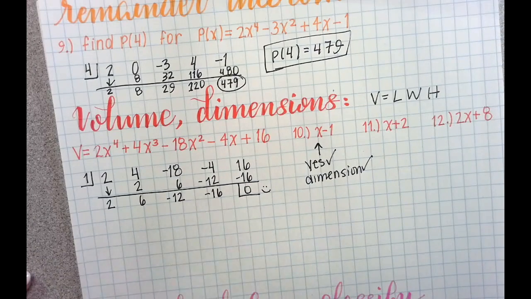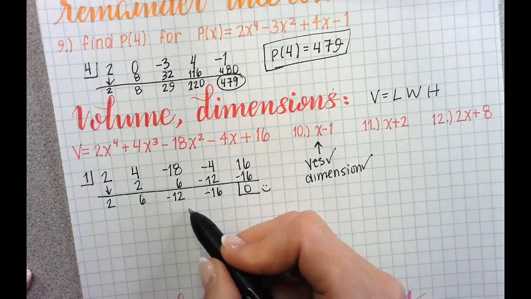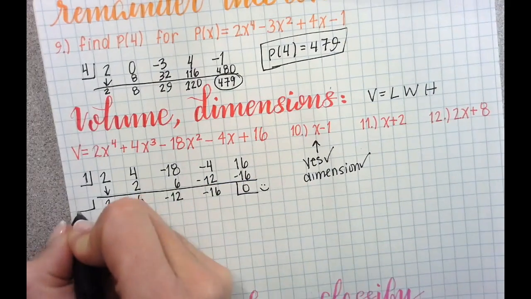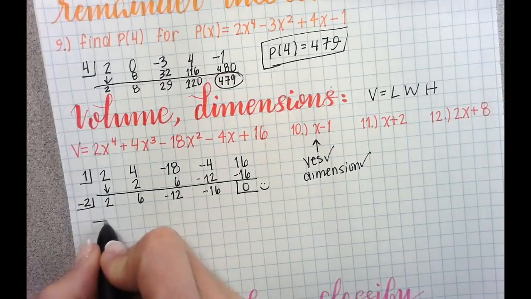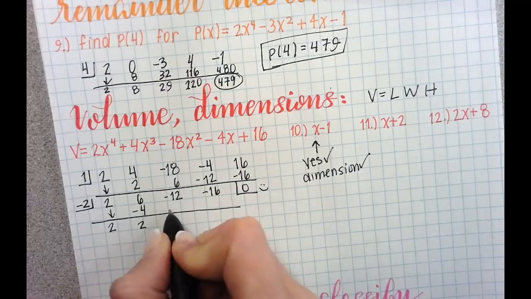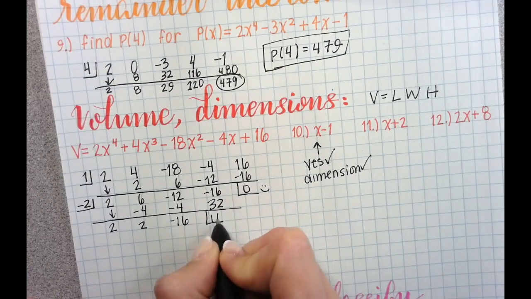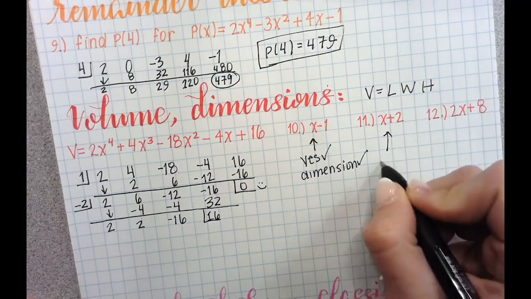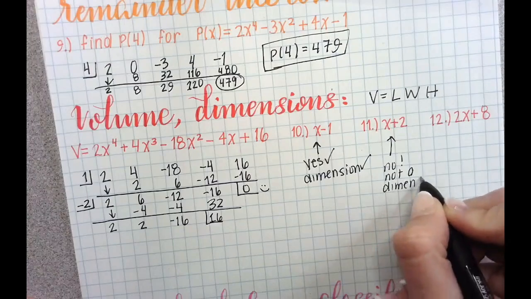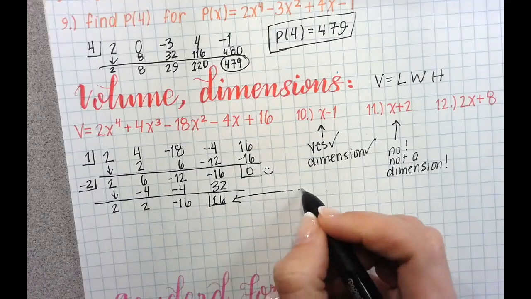I could try dividing here. I could also see if negative 2 goes into this. If it goes into this, then it goes into this, right? So I'm going to put negative 2 here, so I don't have to rewrite anything. Alright, because of that right there.